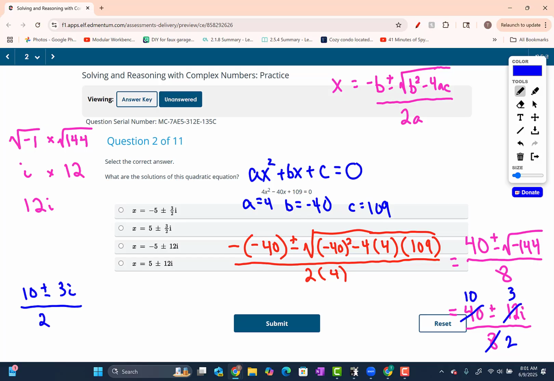We're not quite at the correct answer, but what we can do now, 10 is divisible by 2, but the 3 isn't. So we can rewrite this as 10 over 2 plus or minus 3i over 2, and then of course 10 over 2 we can reduce to positive 5. And then we can clearly see our answer, 5 plus or minus 3 over 2 i.